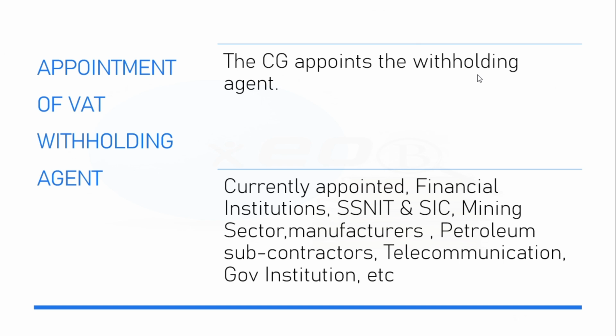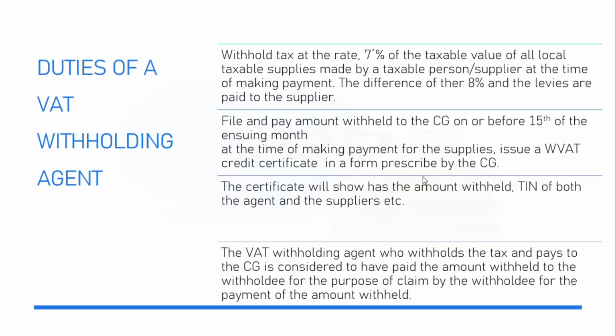So let us look at the duties of the VAT withholding agent. The withholding agent is to withhold tax at the rate of what? 7% of the taxable value of the taxable supply. So during the calculation, you see how this is applied on the taxable value, the base which the 7% is applied on, from any person when making payment to the person. So as I already mentioned, they will withhold 7% of the what? The VAT base. The 7% of the VAT base.